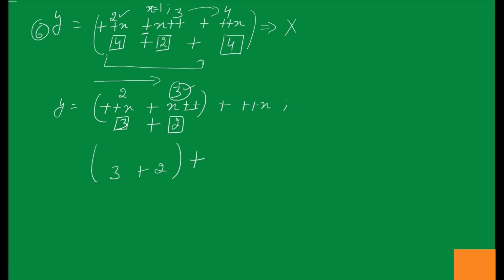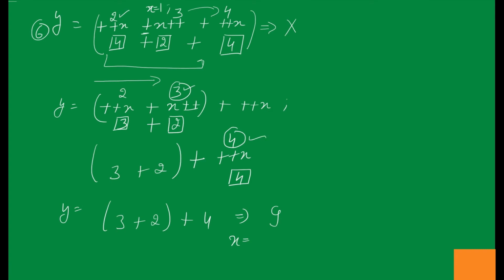After incrementing, it will become 4, and immediately we assign, so after assignment it will be 4 only. So we have 3 plus 2 and then plus 4, and the current value of x is 4. So the value of y will be 9, and the current value of x is 4 only, right? So this will be printed.